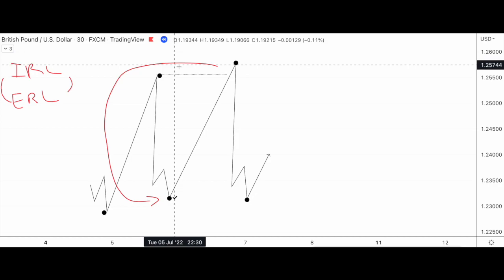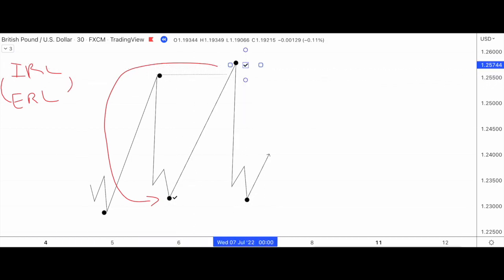Now, what I want to talk about is how do we confirm that this high will be protected, or not necessarily protected, but it will hold. This is the high that's going to give price a reason to come back down to internal range liquidity and obviously continue the range cycle to external range liquidity and then vice versa. It's a never ending cycle.